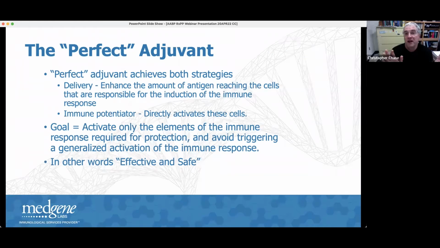So we know that in the world, there's not a perfect adjuvant, but if we had one, we'd want one that enhanced the amount of antigen so we could have it over time. So again, to help stimulate that response over time, and at the same time, activating cells. What we're after is trying to only turn on that part of the immune system that's required for protection and avoid triggering the other unnecessary things that you can sometimes trigger when you turn on an immune response. So in other words, we want our adjuvants to be both effective and safe.